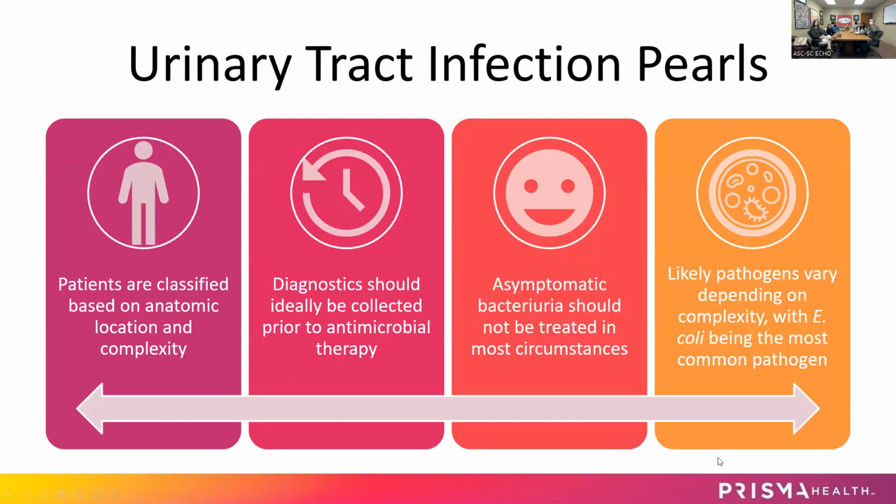So just some pearls on urinary tract infections. We classify these patients based on anatomic location of infection and also the complexity of their infection. If at all possible, diagnostics should be ideally collected prior to starting antimicrobial therapy to ensure a good collection. Asymptomatic bacteriuria should not be treated in most circumstances. We talked about some exceptions to that and why, some of the risk of treating those patients. And the pathogens can vary depending on the complexity, although across all groups, E. coli is by far the most common pathogen.